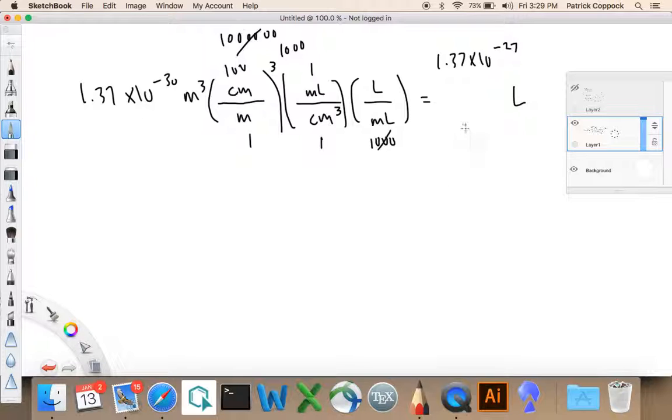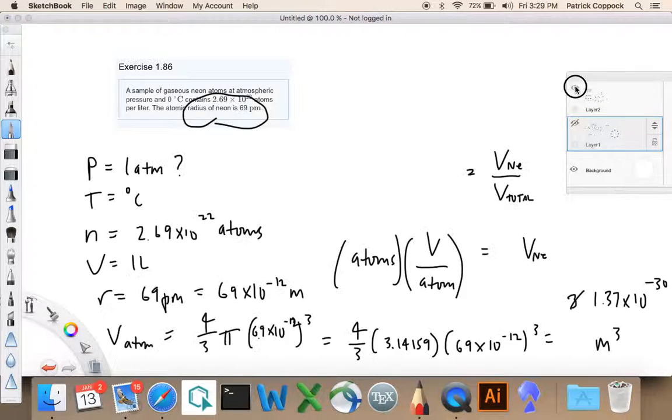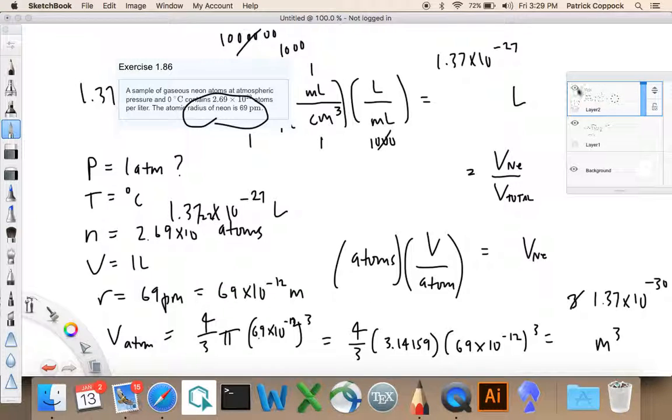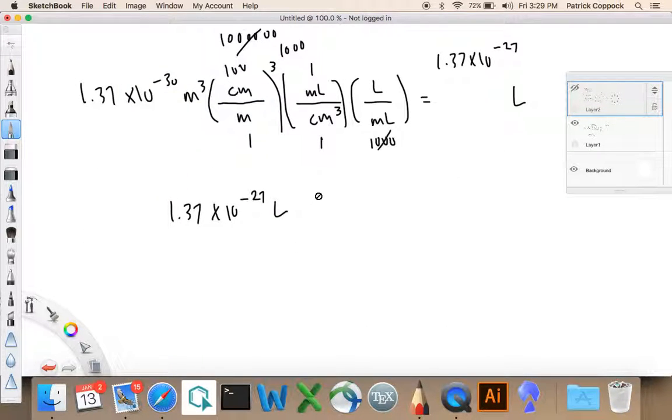That's tiny. That is really small. Very small volume. I'm not sure if it's possible to be quite that small. But let's go with it anyway for now. 1.37 times 10 to the minus 27 liters. Oh, I never multiplied by atoms. I got a problem here, folks. I've got to multiply by atoms. That's just the volume of one atom. That's that many liters.